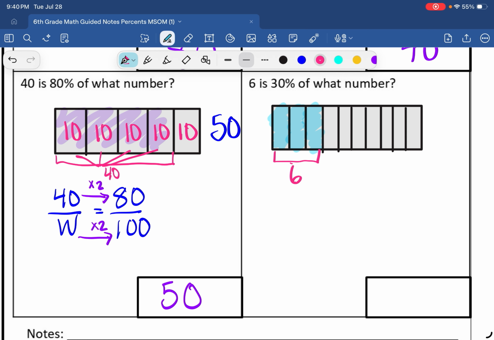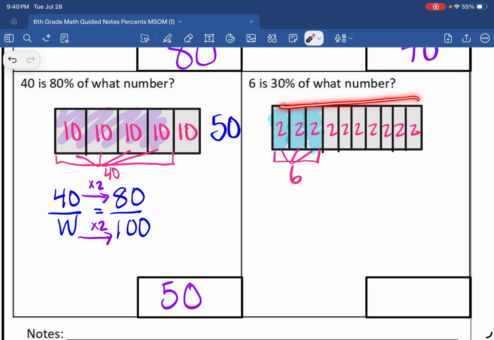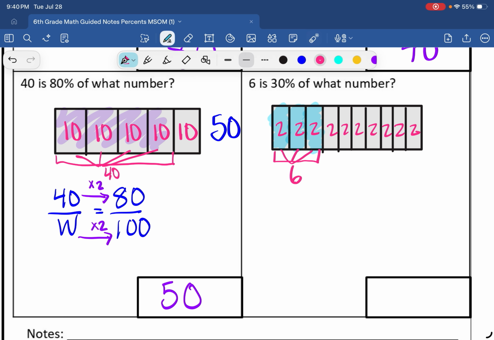So I need to take 6, divide it up into those 3 sections. 6 divided by 3 is 2. So all of these sections will be 2. Therefore, my whole is 2 times 10, which is 20.